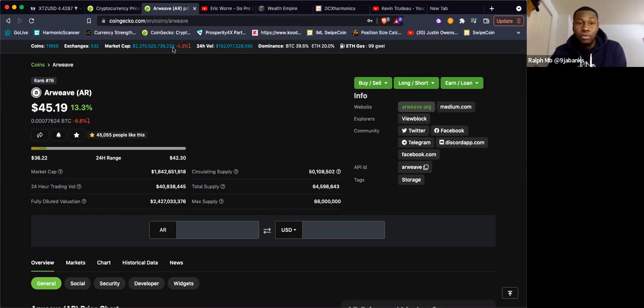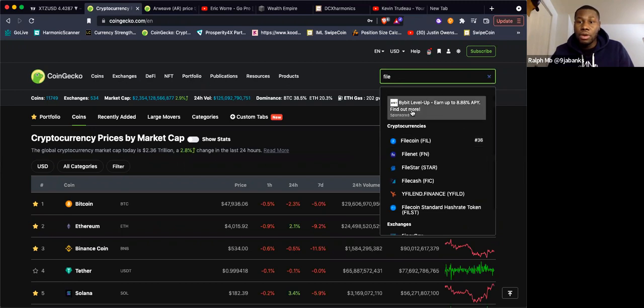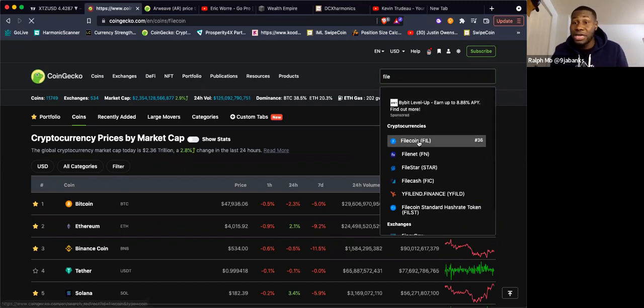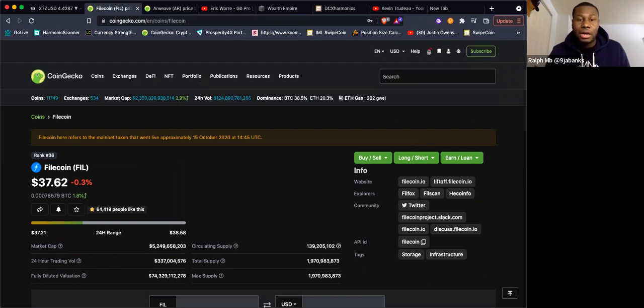So if I go on Filecoin real quick and pull this up, Filecoin is a leader in the whole data storage, right? So Airweave and Filecoin are to protect your data, to store your own data so you can have private ownership of your own data. That's pretty much what they do. You can read up on it by going on their website. This has pretty much a 5 billion market cap already.